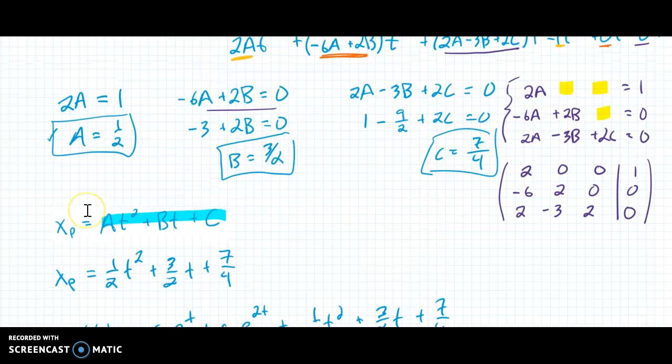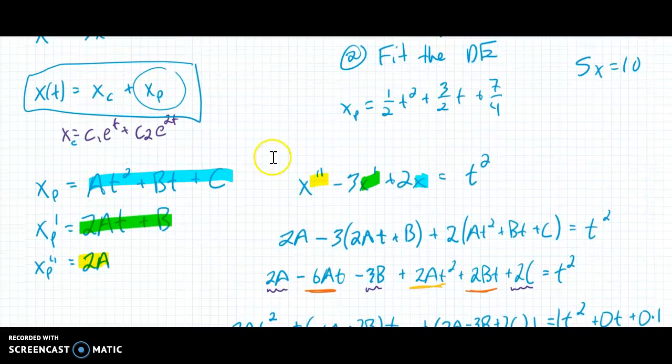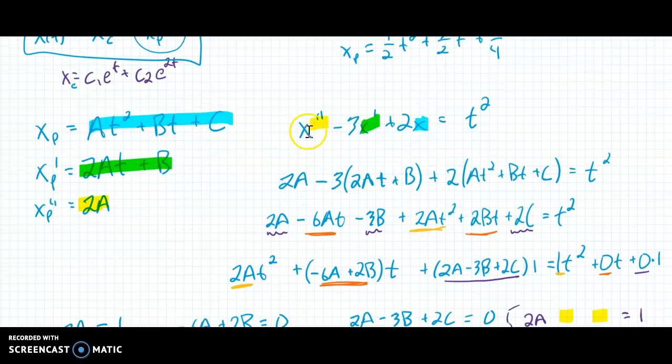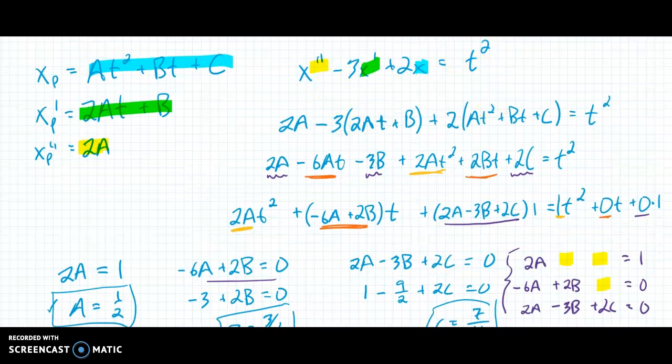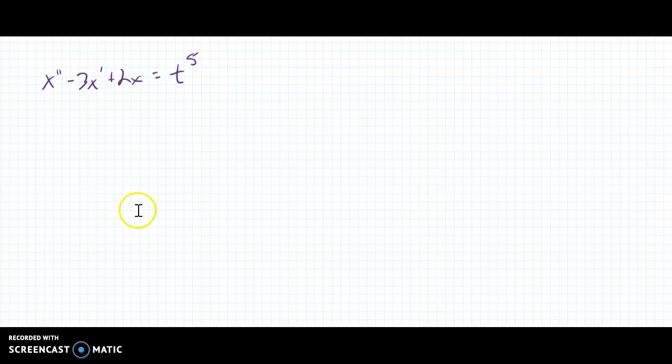So we just walked through this example where I had x double prime minus 3x prime plus 2x equals t squared. I took an xp of at squared plus bt plus c. Now I'm going to talk a little bit about what to do with different inputs or forces on the right-hand side. So let's take the same thing: x double prime minus 3x prime plus 2x equals, say I had t to the fifth. What would it look like?